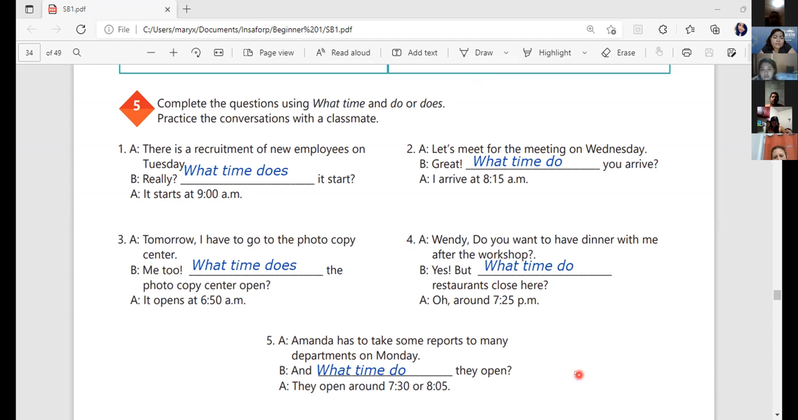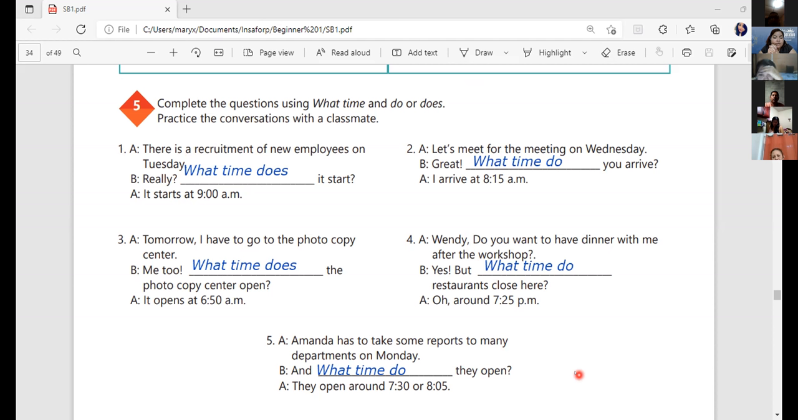Let's meet for the meeting on Wednesday. On Wednesday, you say? On Wednesday. Great. What time do you arrive? I arrive at 8:15, dice ahí, Wendy. 8:15, perdón. Okay. Repita, por favor. I arrive at 8:15 a.m.